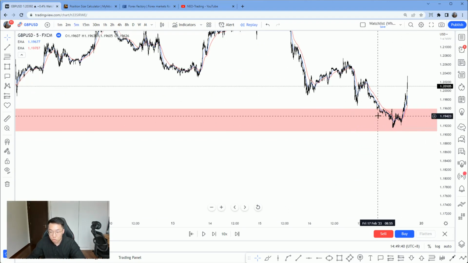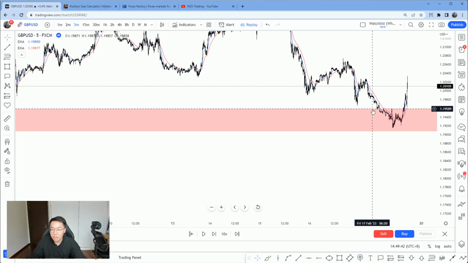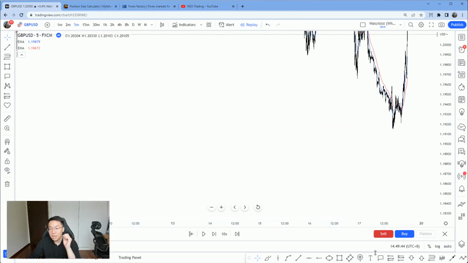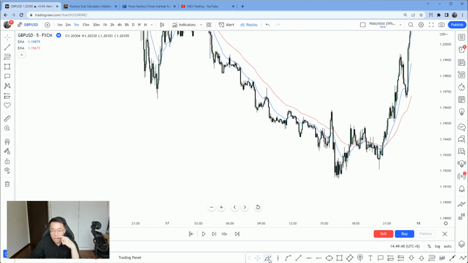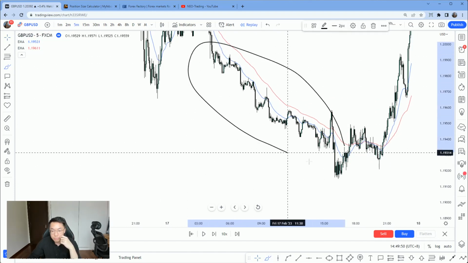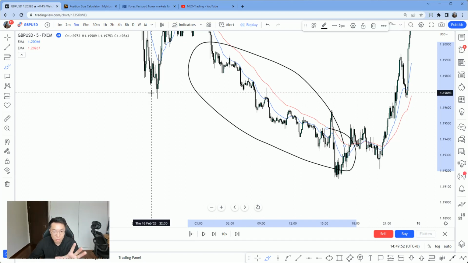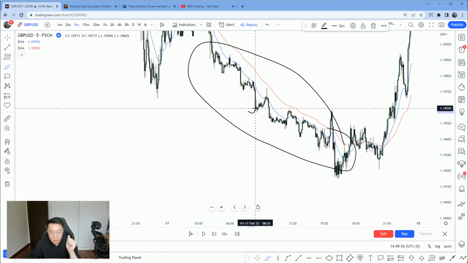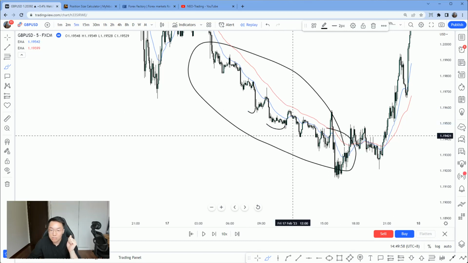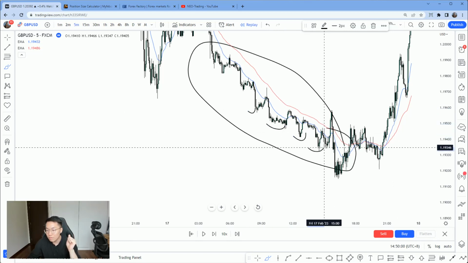Remember, the zone is here. I'm already within that zone. So what I need is a lower time frame confirmation. Can I take any long anywhere between here? The answer is no, right? If I take any long here, it's purely gambling, because right here we don't have any pattern, we don't have any pattern, we don't have any pattern.